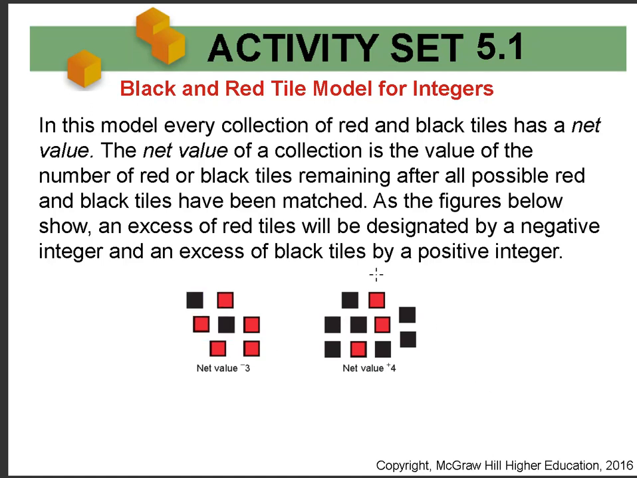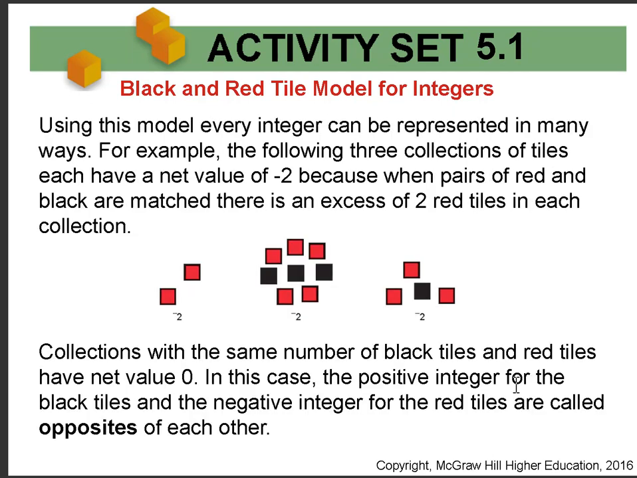Similarly, this collection here has 4 black tiles, then 3 red, then 3 black. So these 3 red and these 3 black match up, and you get a net value of +4. You'll see in the introduction to the activity set some other examples about net value.